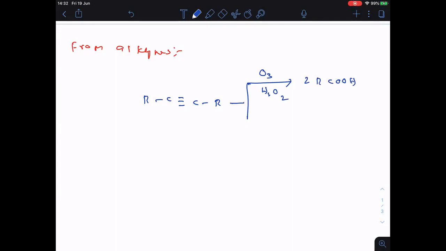How we got it, I will explain everything clearly here. One more method is also there. Now, if it is subjected to oxidation with a strong oxidizing agent, then here also we will get the same 2 moles of RCOOH.